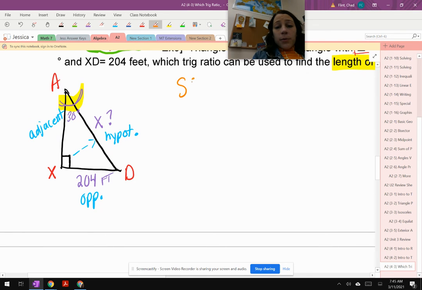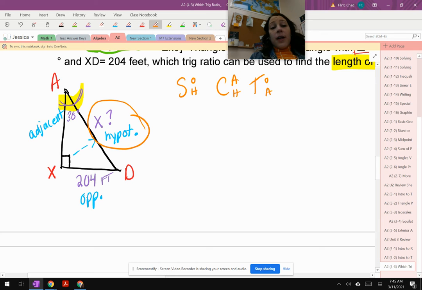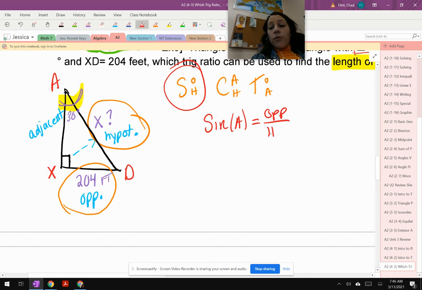And now I'm going back to my acronym, SOH CAH TOA. And what do they give me? Well, we're looking for the X. The X is on the hypotenuse, so we definitely need to be using the hypotenuse. And then the other piece of information they give me is the opposite side. So which trig ratio uses hypotenuse and opposite, O and H? That would be sine. So remember, sine of angle A, or whatever the angle is, is equal to opposite over hypotenuse.